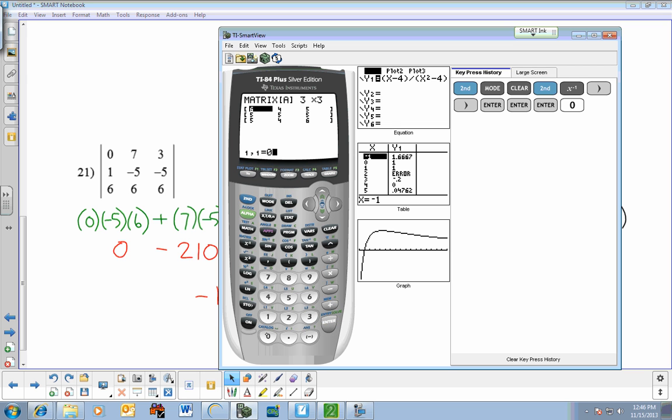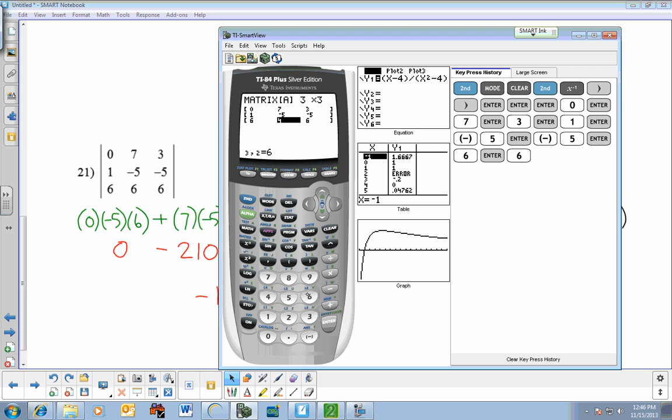And I'm just going to type in 0, 7, 3, 1, negative 5 twice, and then all 6s across the bottom. Then quit out of there. We've edited A and made it what we want it to be.